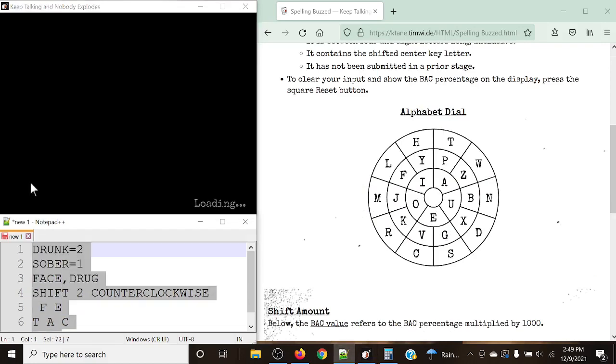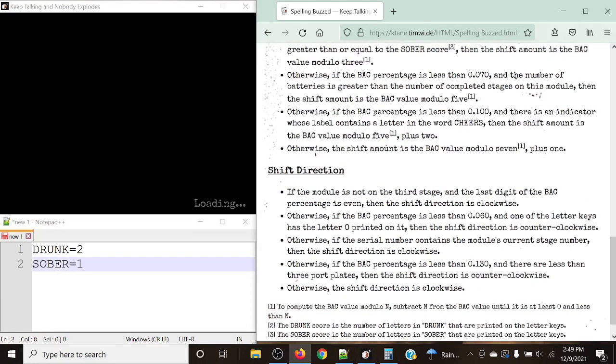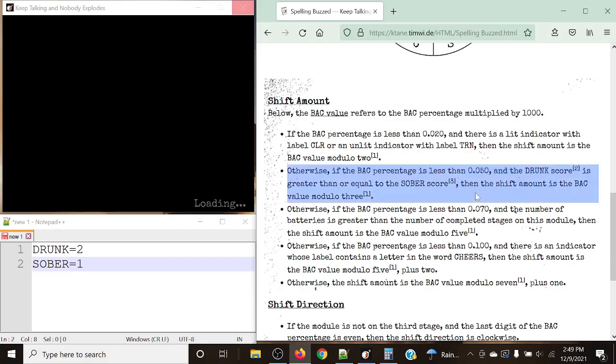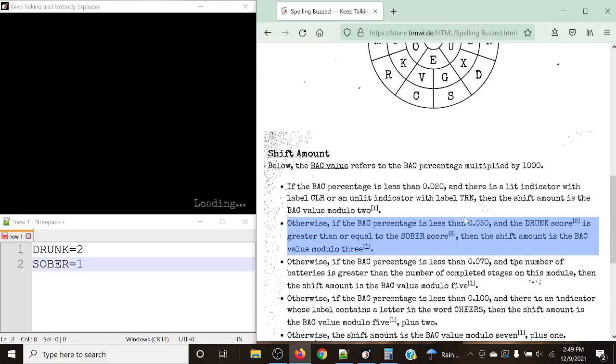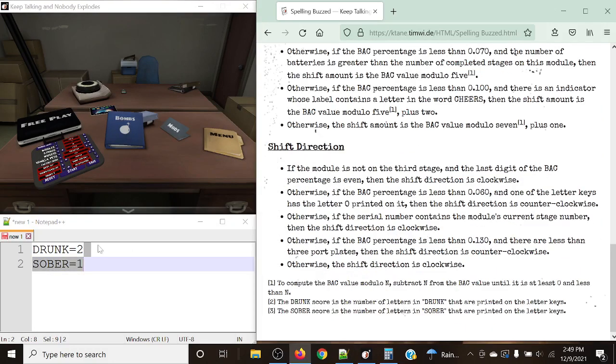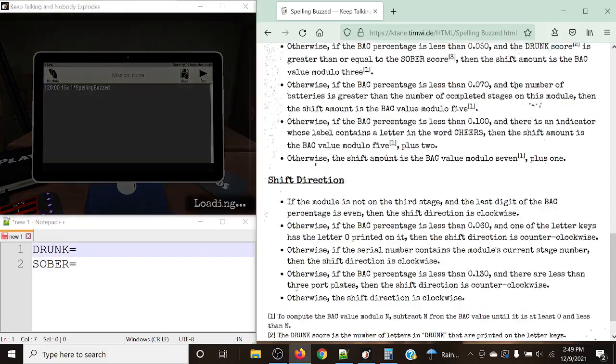So let's take a look at one more example. Typically what I tend to do is calculate the drunk and sober scores earlier on because only one rule, I believe, actually cares about it, but I tend to just get them out of the way early on. But remember, it is the printed keys and not the serial number. Keep that in mind. So let's take a look at one final example.